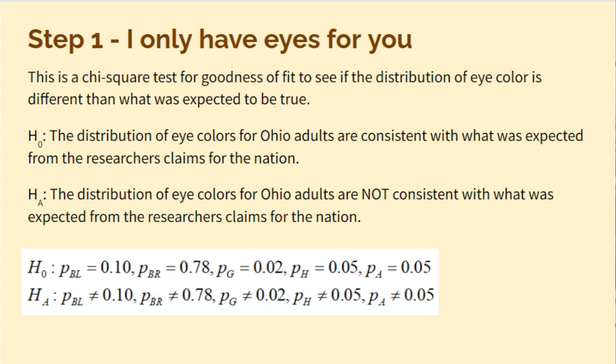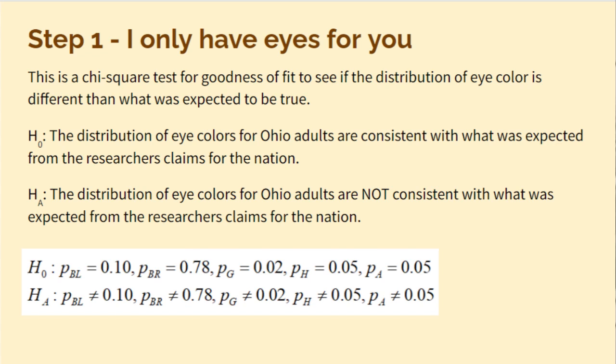Now, we could also use symbols here, but I think writing it in sentences is actually a little bit faster, but we could use symbols and numbers here. So the null would be the individual proportions for each eye color: blue, brown, green, hazel, amber, giving those proportions that we were told were historically true. And the alternative is that at least one of them is incorrect.